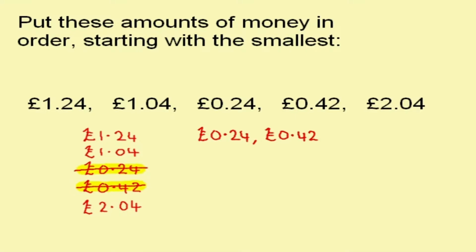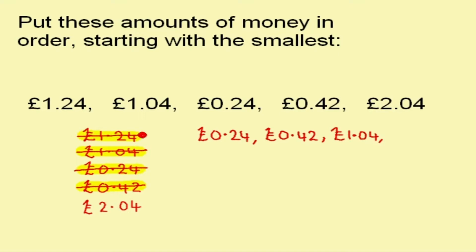Now to find the next number, I go back to the pounds again. I've got £1, £1, or £2. Because these two have both got £1, I know that these two are going to come next. Again, I go to the 10 pences column. I've got 20 pence here and 0 pence here. So this one's the next largest.